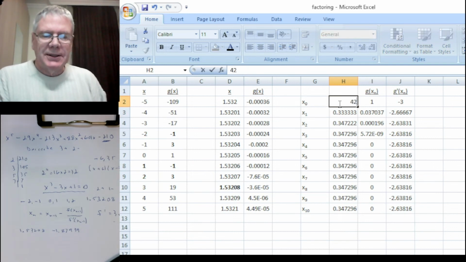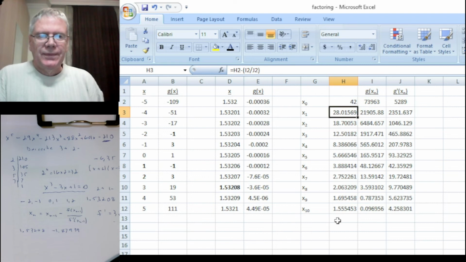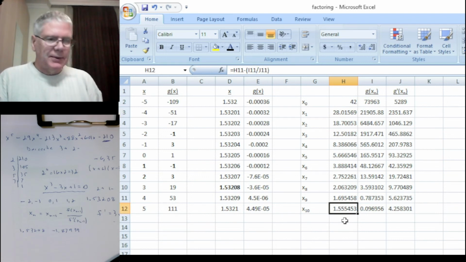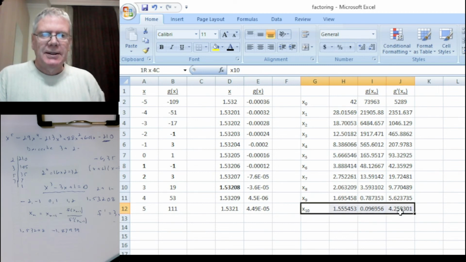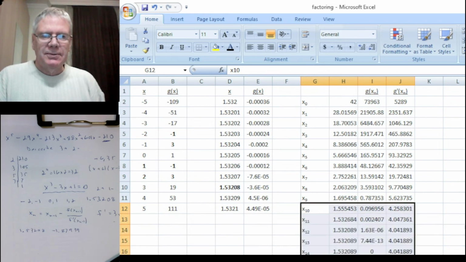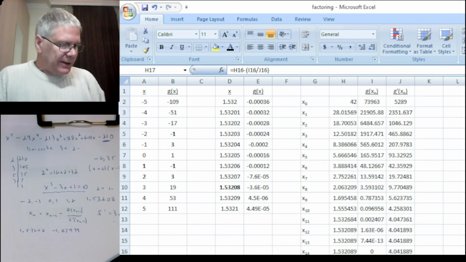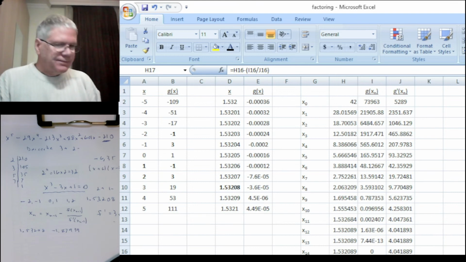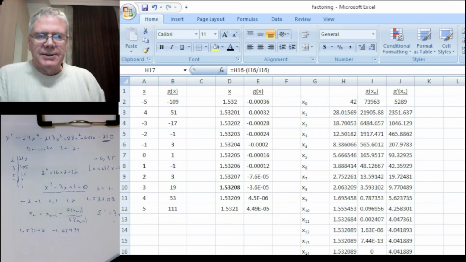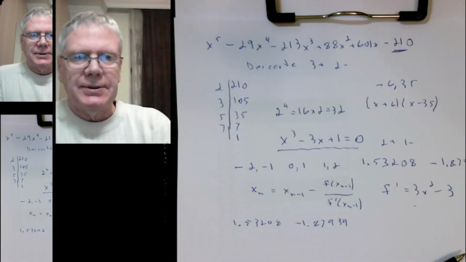If you try something that's not close, it should still be zeroing in. This would be my 1.532, but it still hasn't gotten there. I would have to extend this down and do more iterations. And down here, I do get the same root result. So that's how we can find this. Let's take a quick look at it on Desmos.